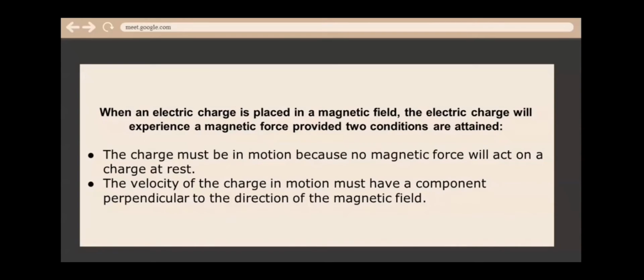field. So when an electric charge is placed in a magnetic field, the electric charge will experience a magnetic force provided two conditions are attained. First, the charge must be in motion because no magnetic force will act on a charge at rest. Second, the velocity of the charge in motion must have a component perpendicular to the direction of the magnetic field.